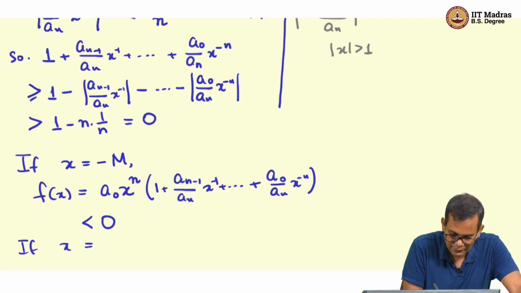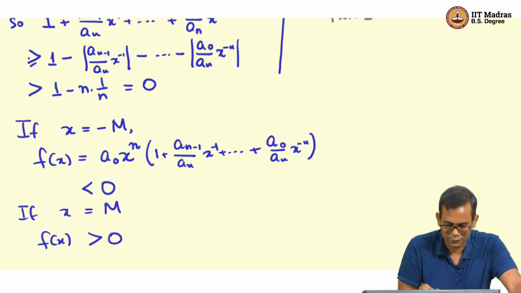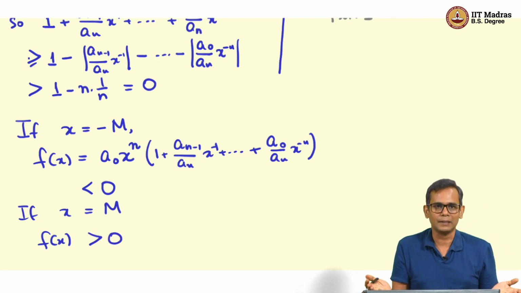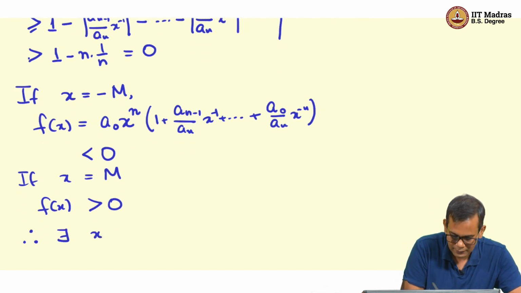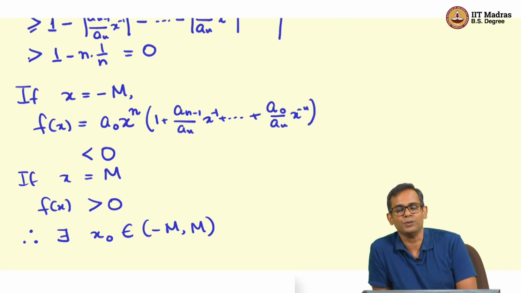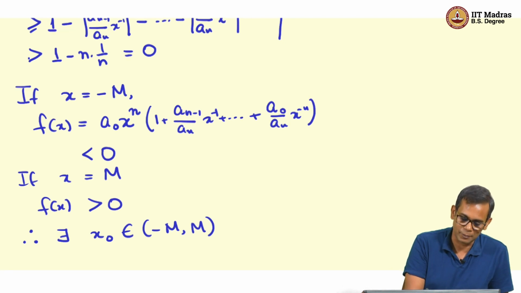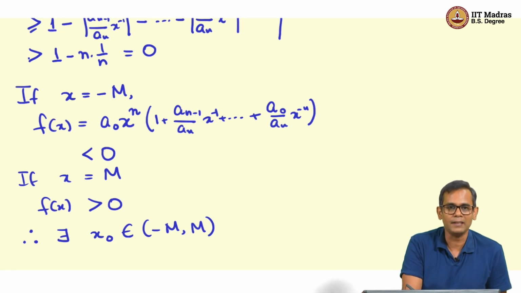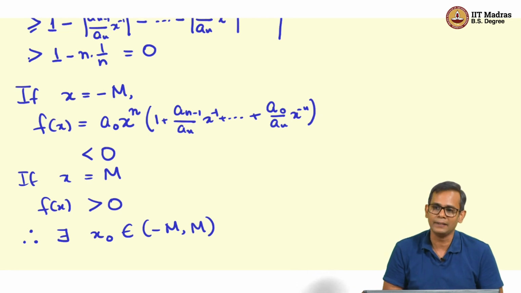If x is equal to m, then f of x is positive. And so, f has opposite signs at the points plus m and minus m. Therefore, there exists x naught between minus m and plus m by the intermediate value theorem. Remember, we have already shown that polynomials are continuous functions. And so, the intermediate value theorem applies, and there is a point, we do not know exactly where it is from this method. However, you could try using our proof of the intermediate value theorem to locate this point.